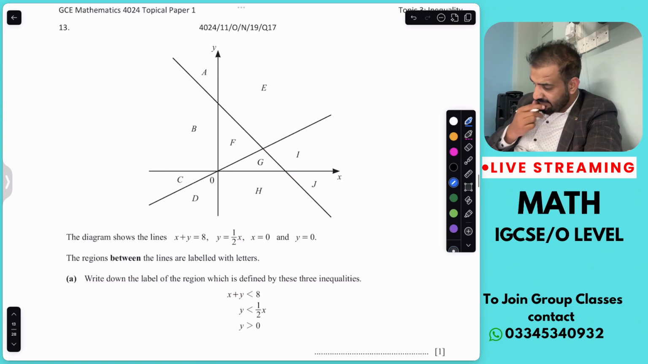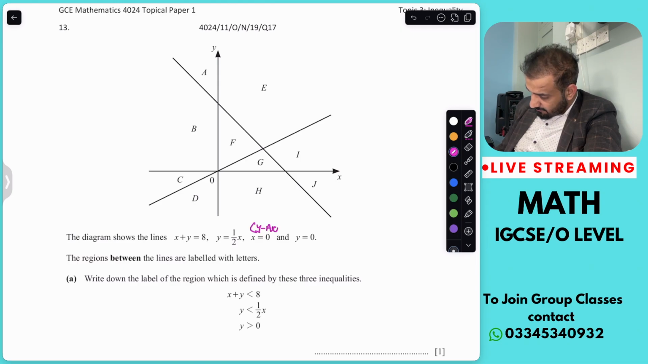Moving on to question 13. The diagram shows the line x plus y is equal to 8 and y is equal to 1 over 2x. What is x equal to 0? It is the y-axis. x equal to 0 means it is the y-axis. y is equal to 0 means it is the x-axis. So x equal to 0, it is y-axis. y is equal to 0, it is x-axis.